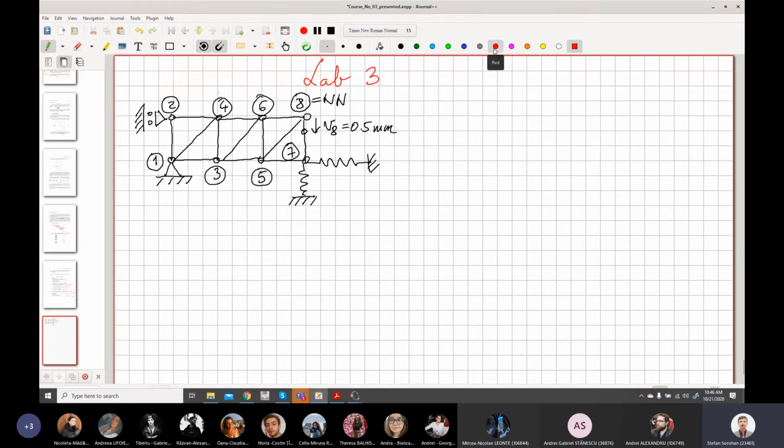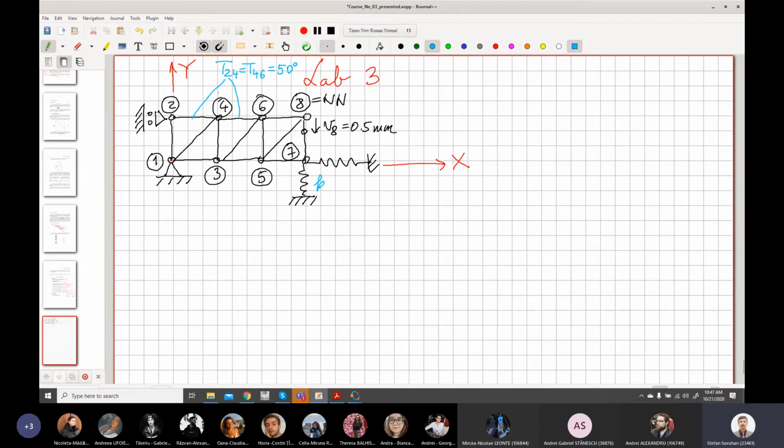Of course, we need a global system of coordinates. I prefer to put the origin here in this node 1. The origin is not important, it's your business. After that, let's consider again that some elements, let's say these two elements here, have a temperature variation which is the same. This is, let's say, temperature variation of 2-4, equal to the temperature variation of 4-6, and it is again 50 degrees. Okay, so we have blocked degrees of freedom, we have springs, we have imposed non-zero displacement, we have thermal loads. So all kinds of loads were introduced until now.